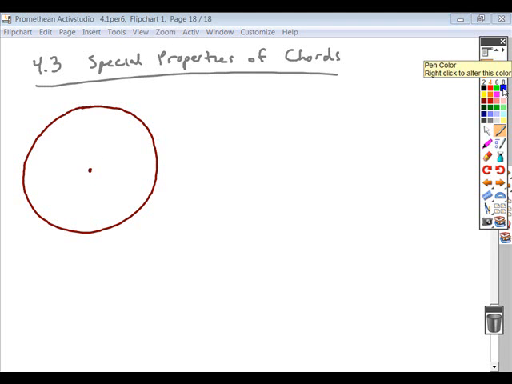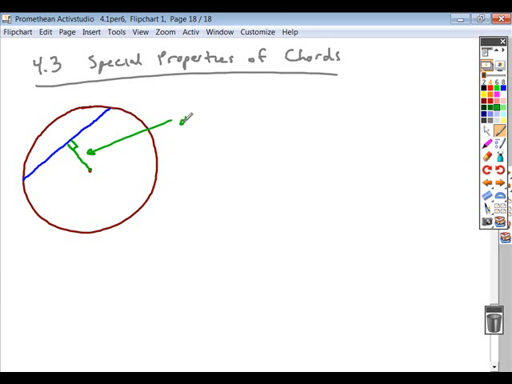The first thing that I want to make clear is just going to be used as a reference. If you have a chord, and again, a chord has endpoints that lie on the circle itself, and you're looking to identify the distance from a chord to the center of the circle, the distance from a chord to the center of the circle is a perpendicular distance, okay, from that center to the chord.